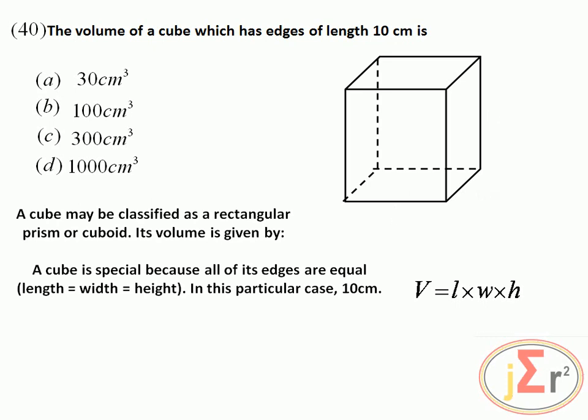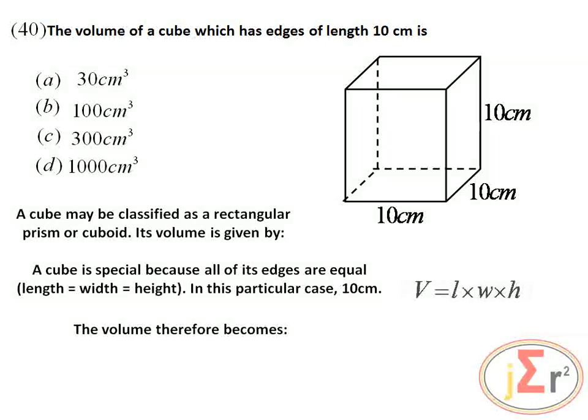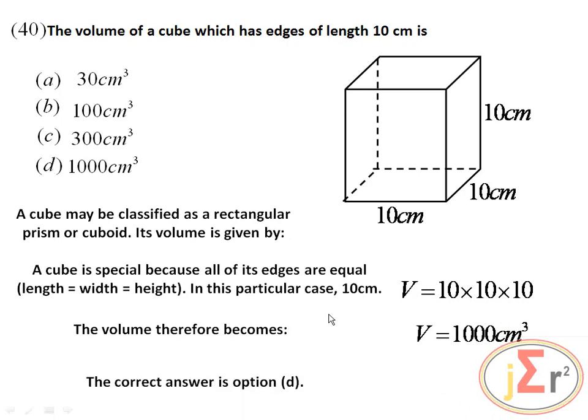So let us put 10 centimeters right there for the length, width, and height. And also, we do that for the formula. The volume therefore becomes V is equal to 10 multiplied by 10 multiplied by 10. No doubt that is 1,000 centimeters cube. That is represented by option D. The correct answer is option D.